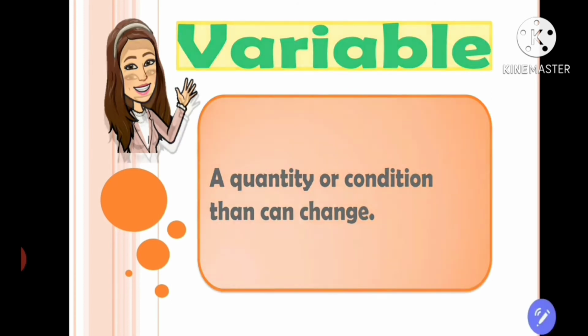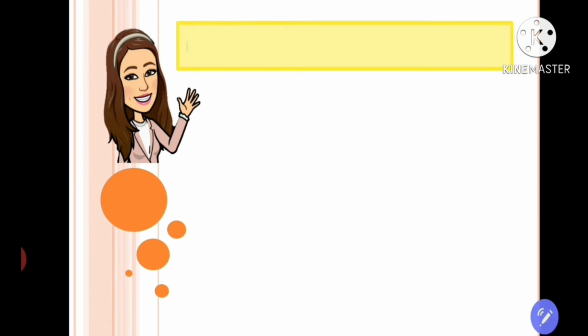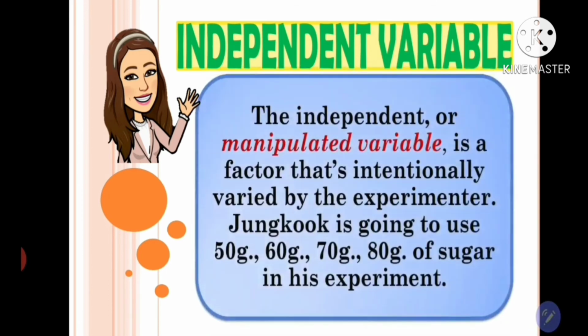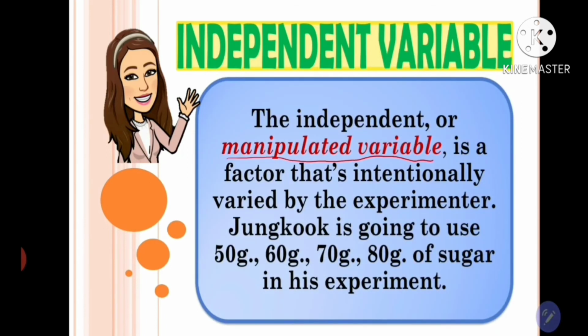Now, there are two types of variables. These are the independent variables and the dependent variables. So, let's talk first about the independent variables. Another term for independent variable is the manipulated variable. Okay, in short, when we say independent variable, this is the cause. Siya yung dahilan. Okay? Siya yung dahilan kung bakit nagkakaroon ng ganitong epekto.